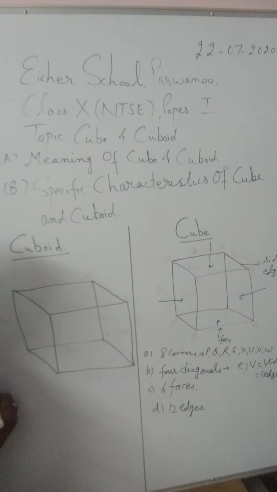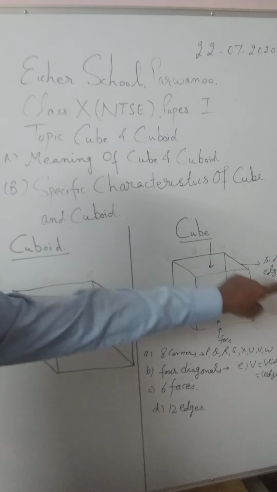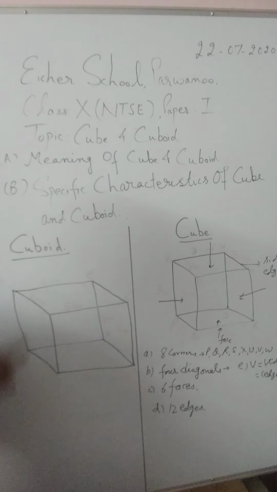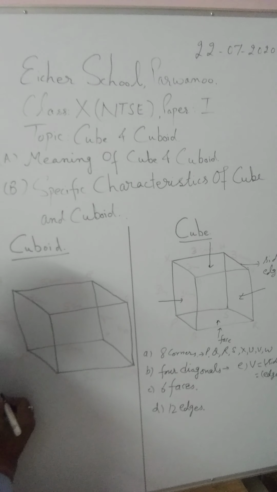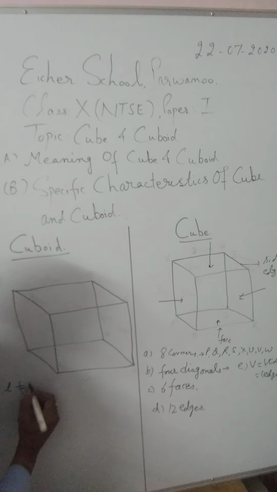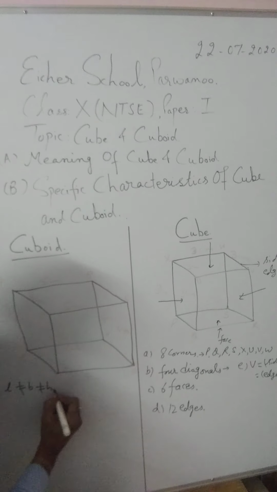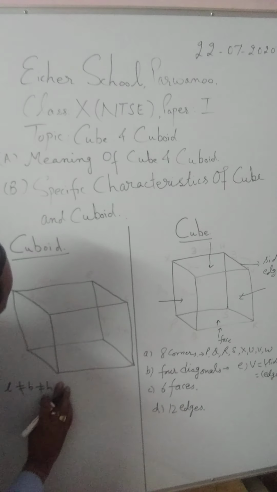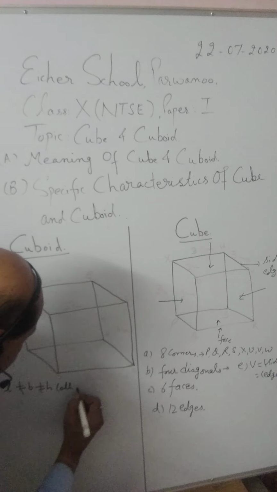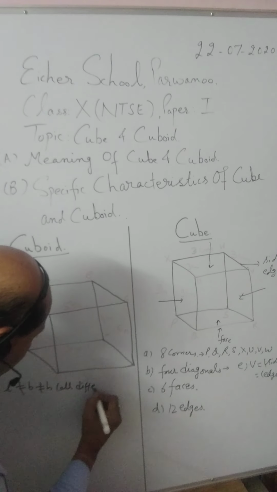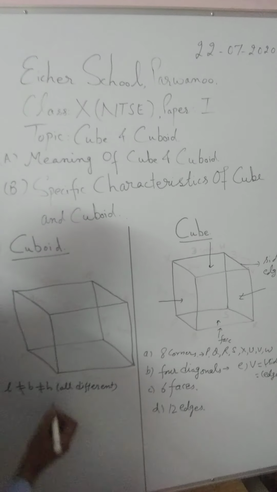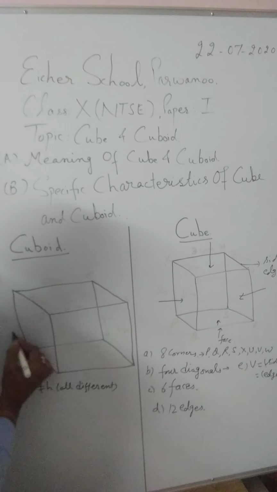Now, the difference between a cube and a cuboid is simple. In a cube, all the sides are equal, whereas in a cuboid, none of the sides is equal. It has different dimensions. Its length is not equal to its breadth, and that is not equal to its height. That is the thing we should remember. All different.